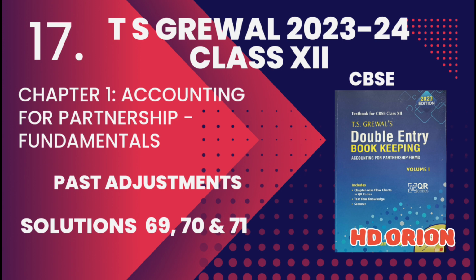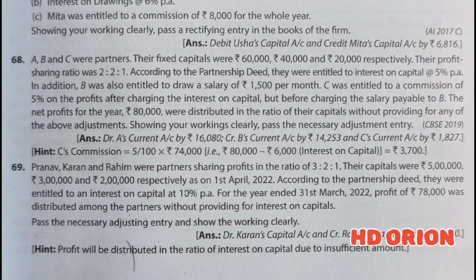We are studying accountancy for class 12 from T.S. Grewal's textbook 2023 edition. Accounting for partnership firms. Chapter 1, Accounting for partnership firms fundamentals. And in this video we will study questions related to adjustments for incorrect appropriations in the past or past adjustments. So let us see some questions from the textbook.